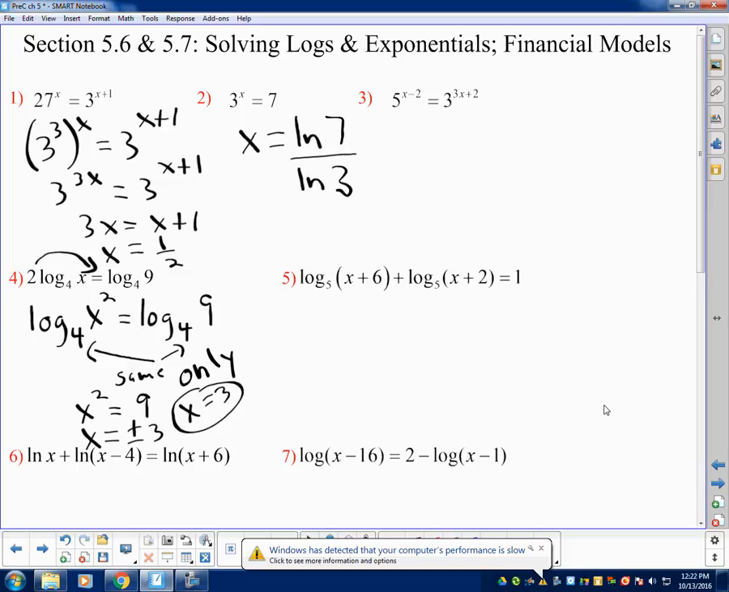And we have variable expressions in the powers. So we're going to have to take ln of each side. Ln of each side. And so if I go, okay, this is ln of 5 to the x minus 2 power equals ln of 3 to the 3x plus 2 power, there it goes, we've lost it.